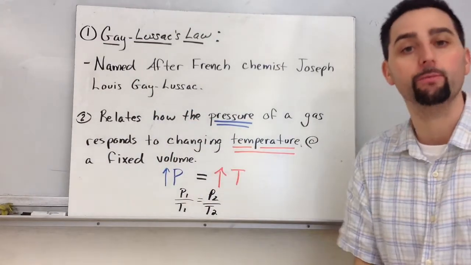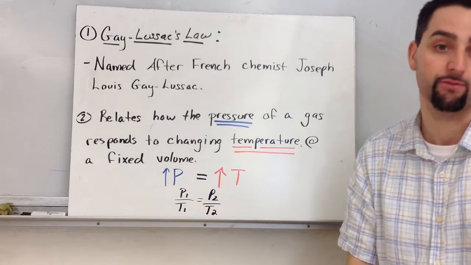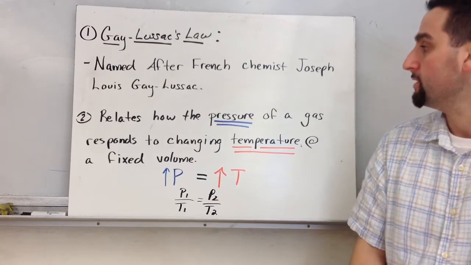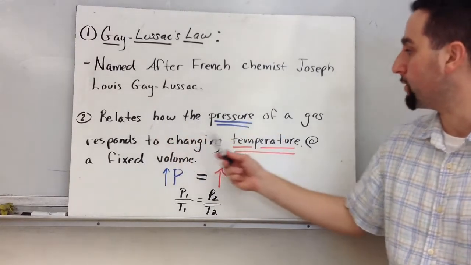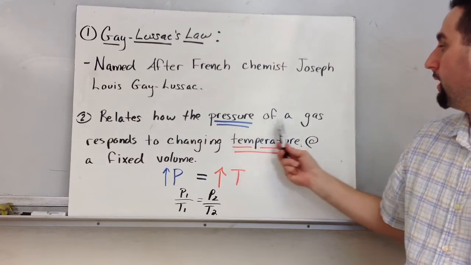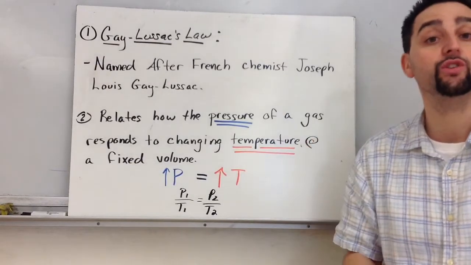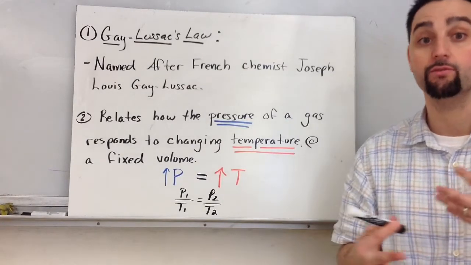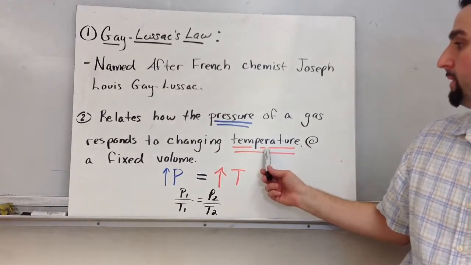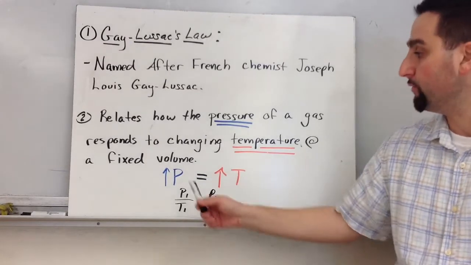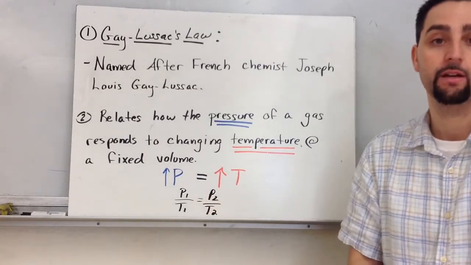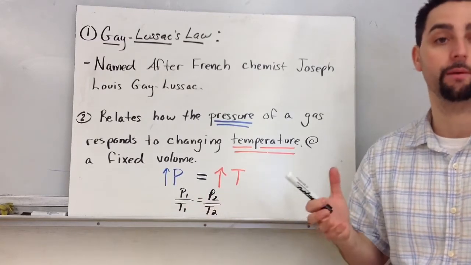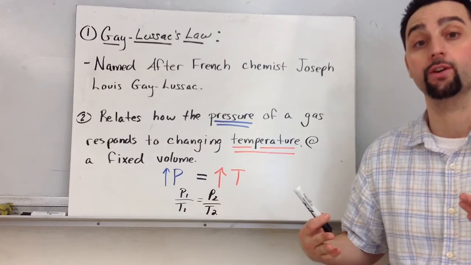It relates two variables, like most gas laws, when a third variable is constant. So Gay-Lussac's law relates how the pressure of a gas responds to a change in temperature. How does the pressure change in response to temperature at a fixed volume? V is our constant in this case. So there's a direct relationship. As the temperature of a gas goes up, the pressure is also going to increase.